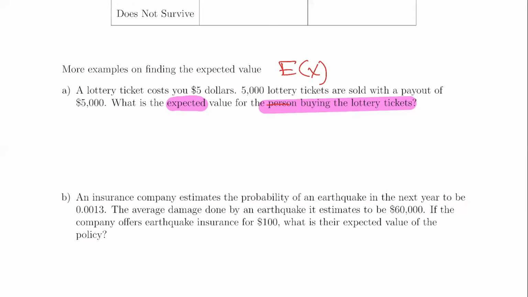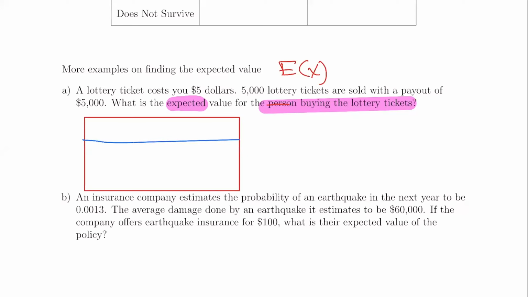Positive. If they lose, that should be a negative. So first I'm going to go ahead and make my box. For the box, the top should always remain the same.